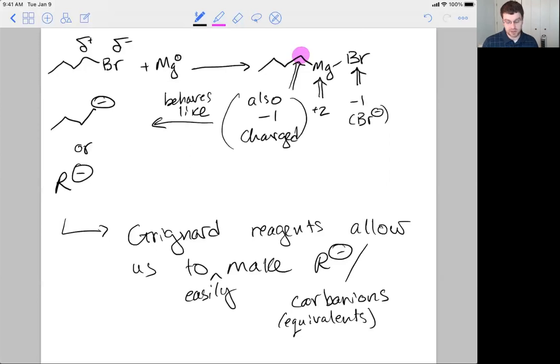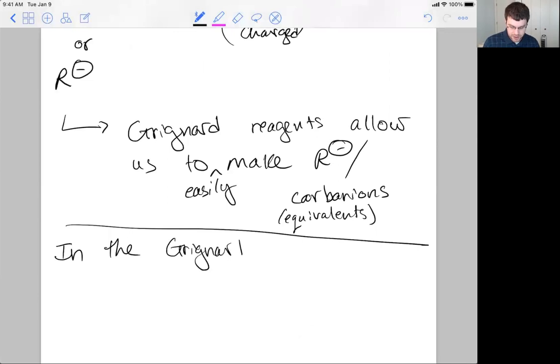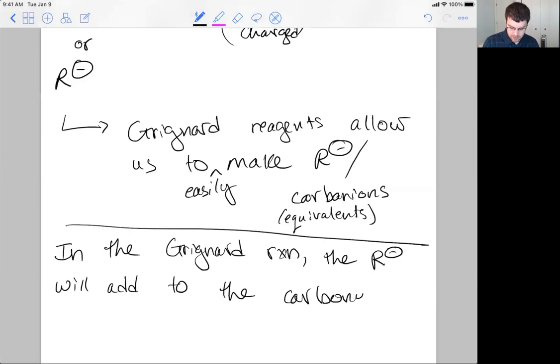Now, can we use them to do something useful? Definitely. So the key thing about the Grignard reaction is that once you form the Grignard reagent, in the Grignard reaction, the R minus, I guess I could write that up here. I'm always limited on space. The R minus will add to the carbonyl to make a C-C bond. That is a big deal to us.